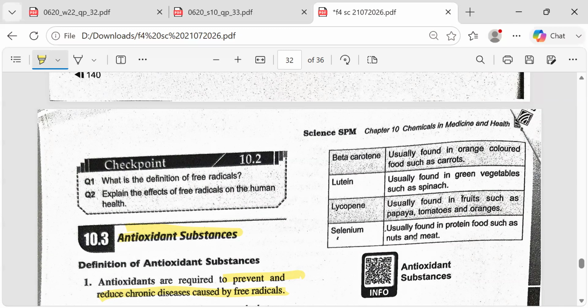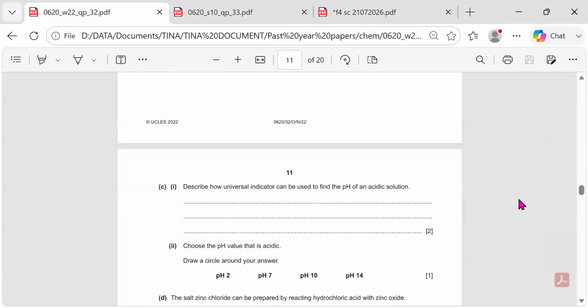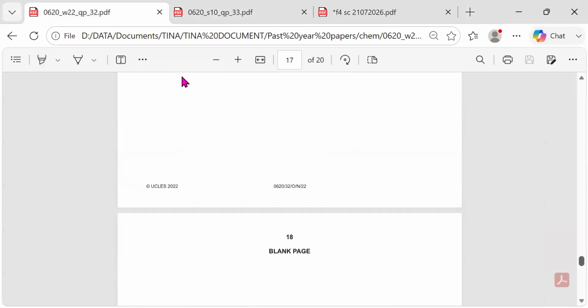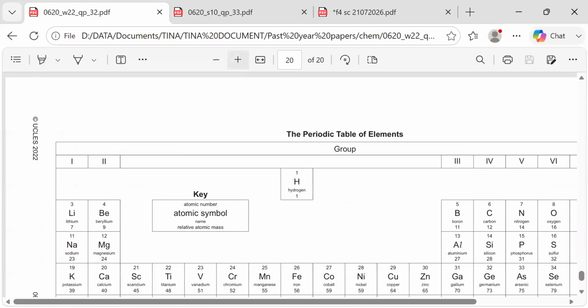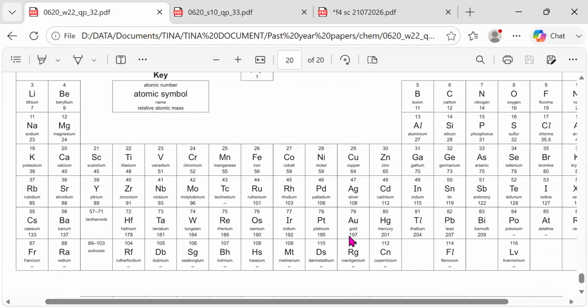Did I tell you the story about selenium, the movie? Can I tell you? Since we have time today, I will tell you a little bit of this. Can you tell me what this is? This whole thing, what is it called? The periodic table.